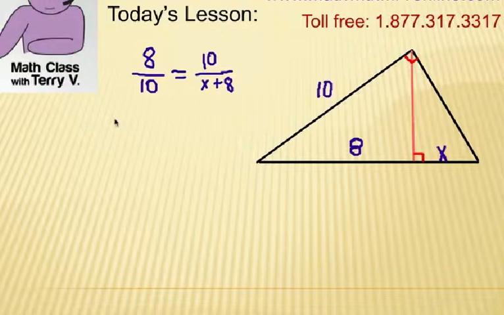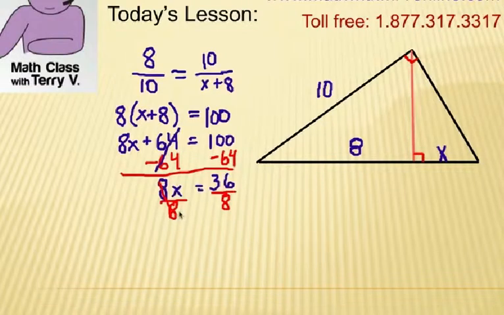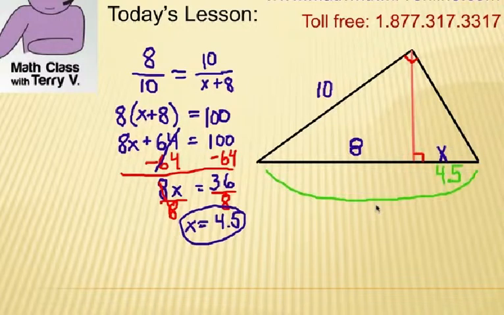Now we're going to cross multiply, which looks like this. Then here we're going to subtract 64 from each side. So 8x equals 36. We're going to divide both sides by 8. And the answer is going to be 4.5. All right, so that missing part of the hypotenuse is 4.5. That means, of course, the entire hypotenuse will be 12.5.